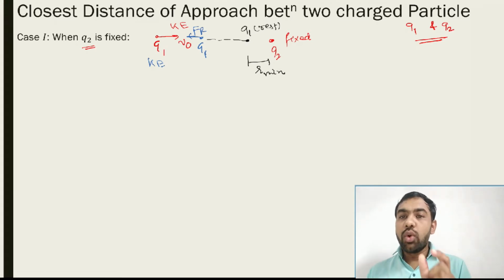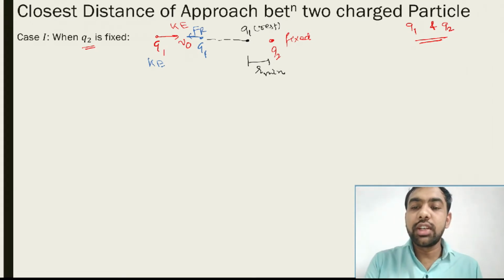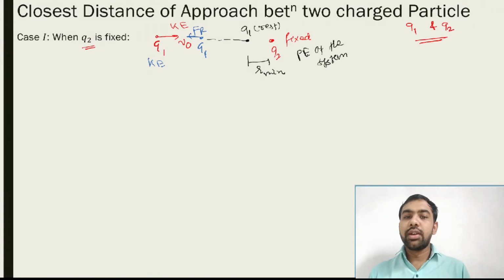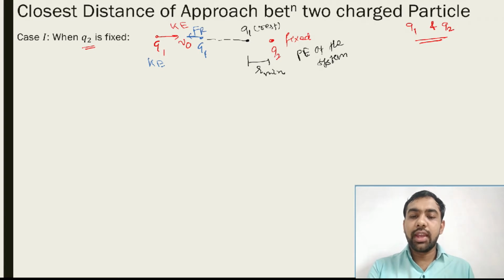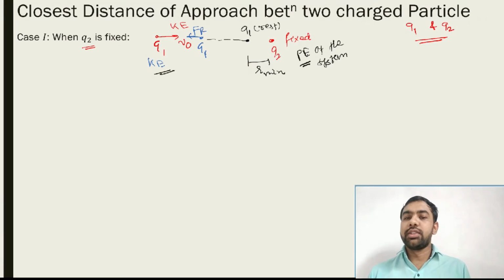It means the whole kinetic energy of Q1 is converted into potential energy of the system. That is the rule here. When a charged particle moves towards another charged particle, its kinetic energy is converted into potential energy of the system, so kinetic energy decreases and potential energy increases. When R is minimum, all the kinetic energy has been converted into potential energy.